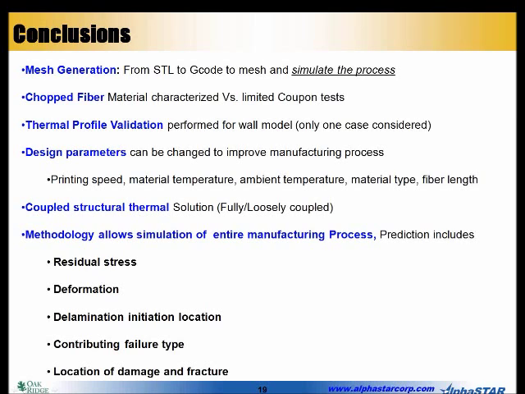We have characterized our chopped fiber material using coupon tests that were provided to us by ORNL. We managed to validate our heat analysis or thermal analysis process using the wall model that was also provided by ORNL. We have included some design parameters that can be changed to improve the manufacturing process. This can be like printer speed, material temperature, ambient temperature, fiber length, material type, etc.